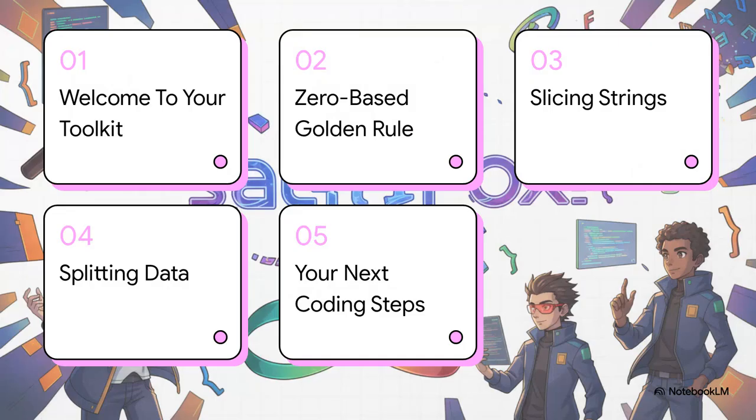Okay, let's dive into this. First up, welcome to your toolkit. Second, the zero-based golden rule. Third, slicing strings with precision. Fourth, splitting data into pockets. And fifth, your next coding steps.